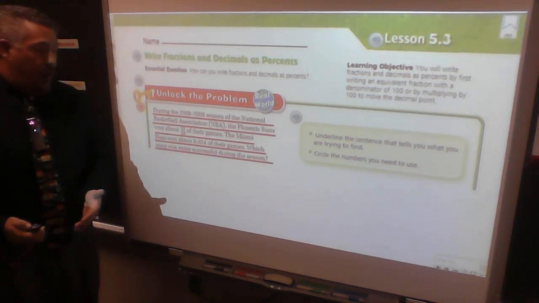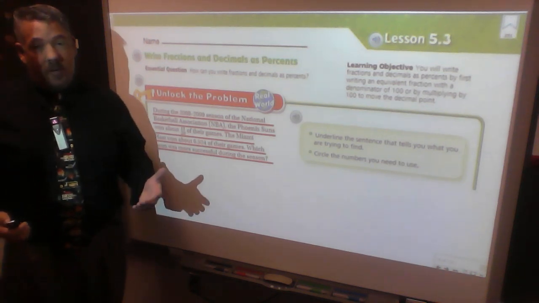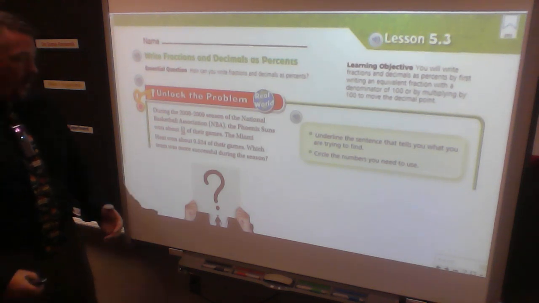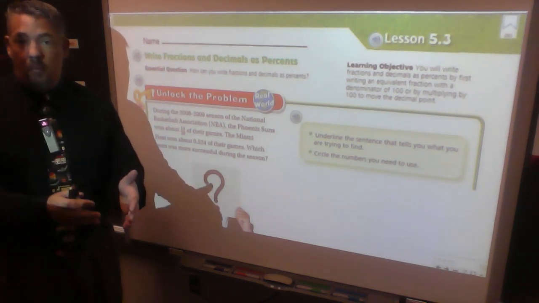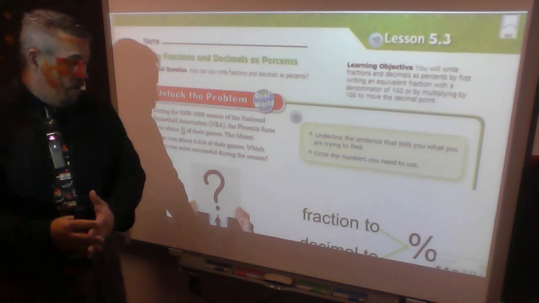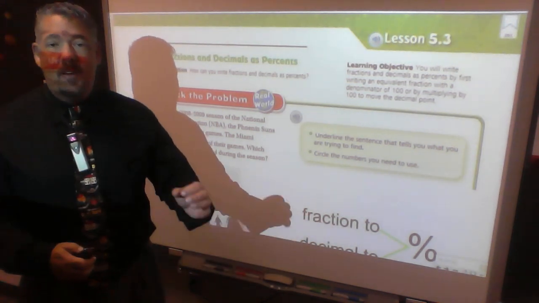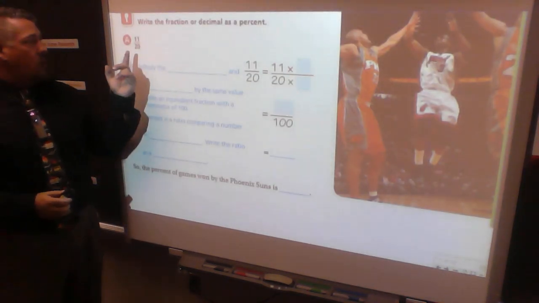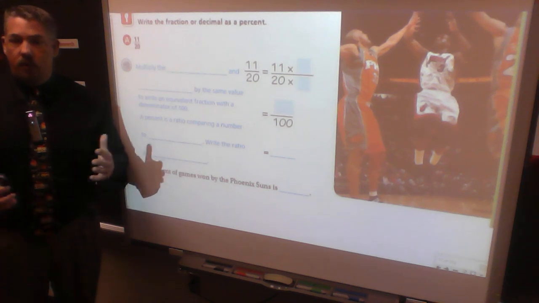So I have a decimal and I have a fraction, so I need to be able to compare. How are we going to compare them then? Well, if I can change both of them into a common form, then I should be able to compare them. So we're going to change both of them into a percentage. How do we do that? Well, we're going to start with the Suns with their 11/20ths record.